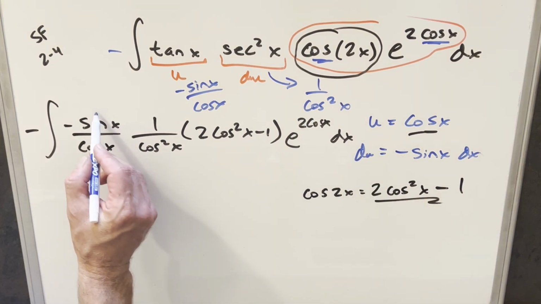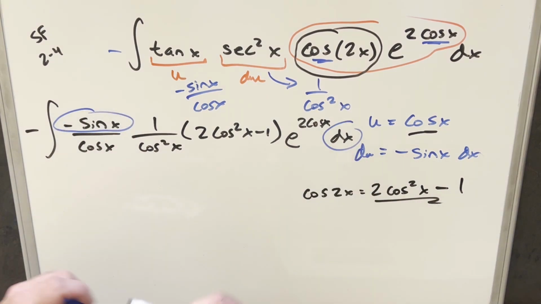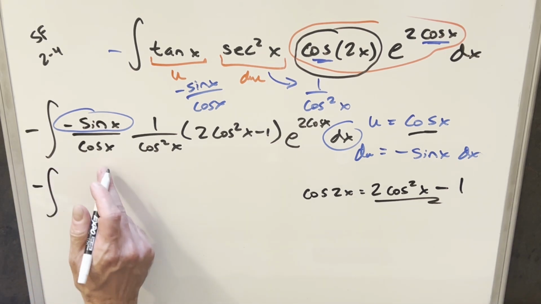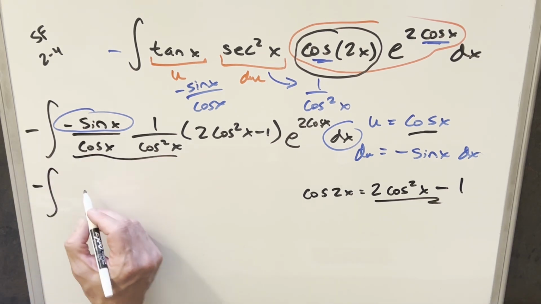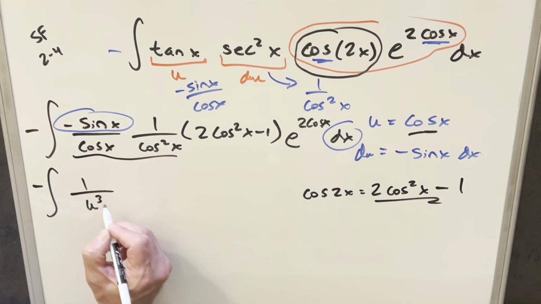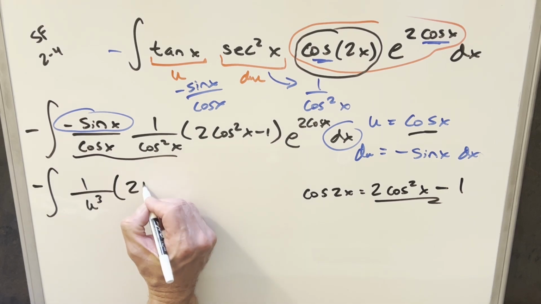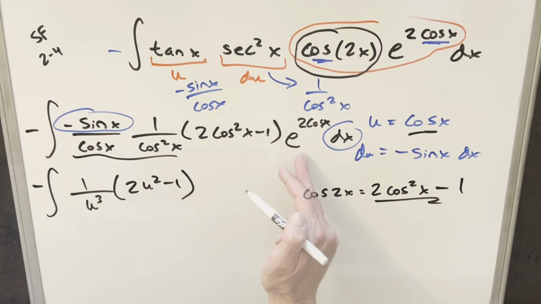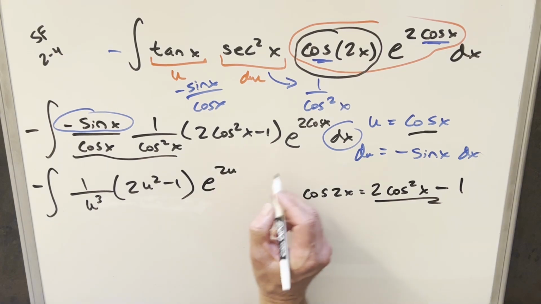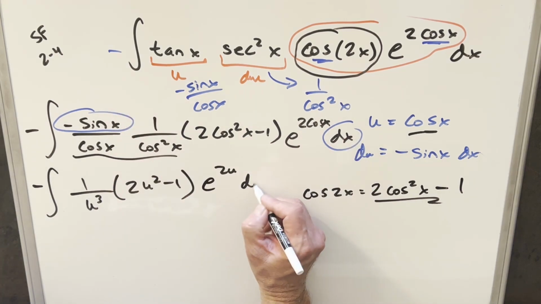So then when we substitute, we're going to have our du right here. And so let's put this all together with the substitution. So we have minus sign out front. Here, let's put this together. So I can write this as 1 over u cubed. Here, this is going to become 2u squared minus 1. This will become e to the 2u, and then we have with this and this du.